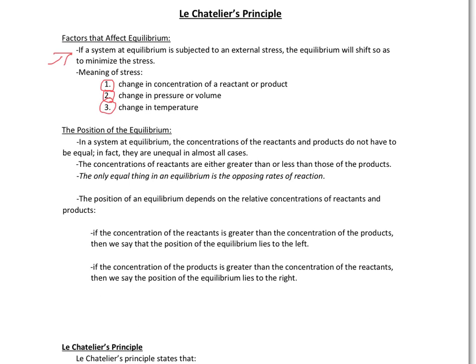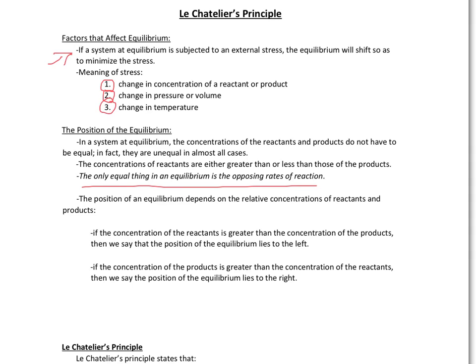As we discussed in the last lesson, in a system at equilibrium, the concentrations of the reactants and products do not have to be equal. In fact, most times they're not. The concentrations of reactants are either greater than or less than the products. The only thing that is equal in an equilibrium is the opposing rates of reaction. Recall that the definition of a dynamic or chemical equilibrium stated that the rate of the forward reaction and the rate of the reverse reaction must be equal.